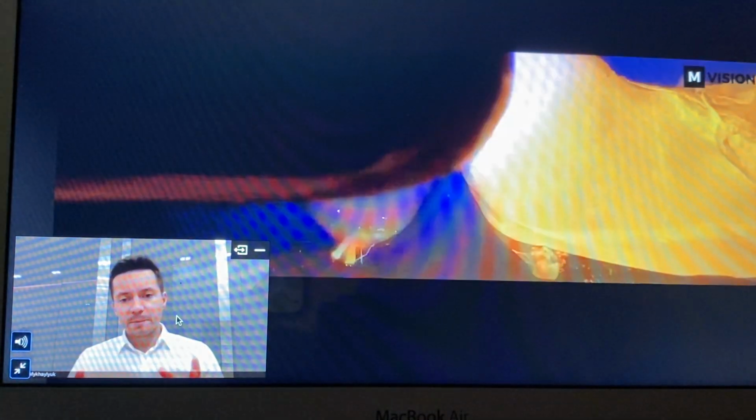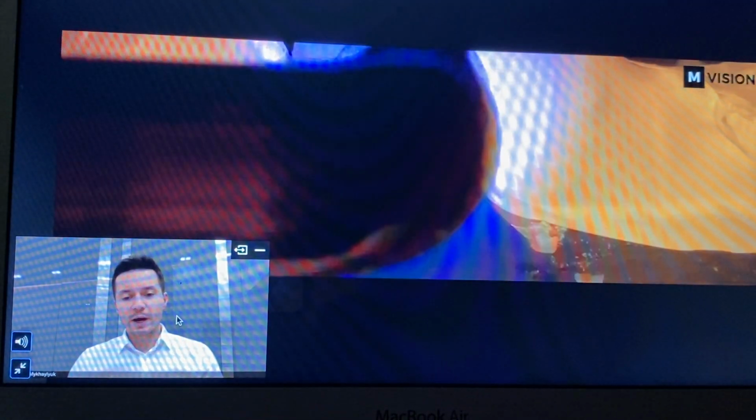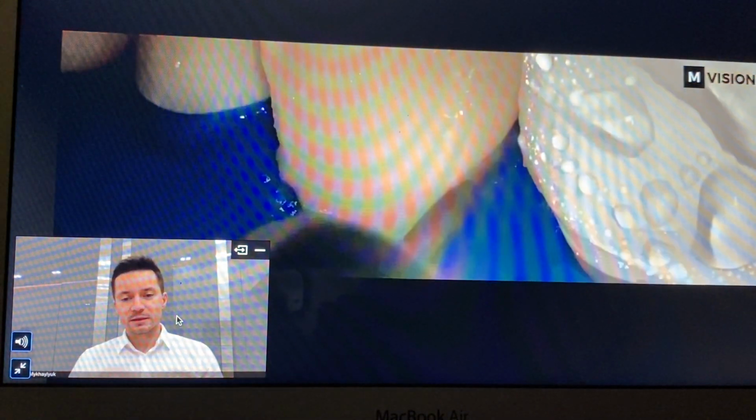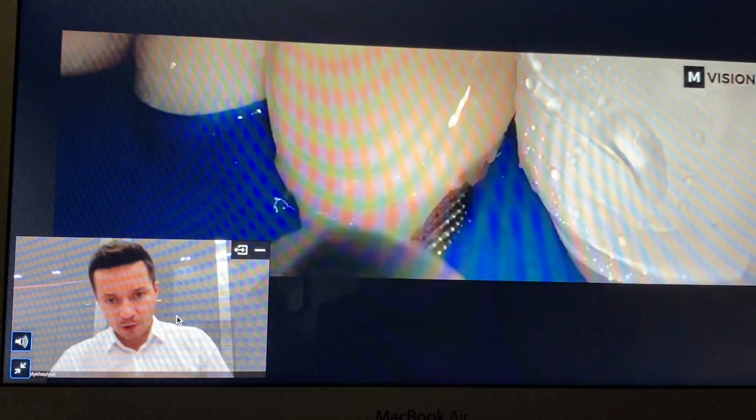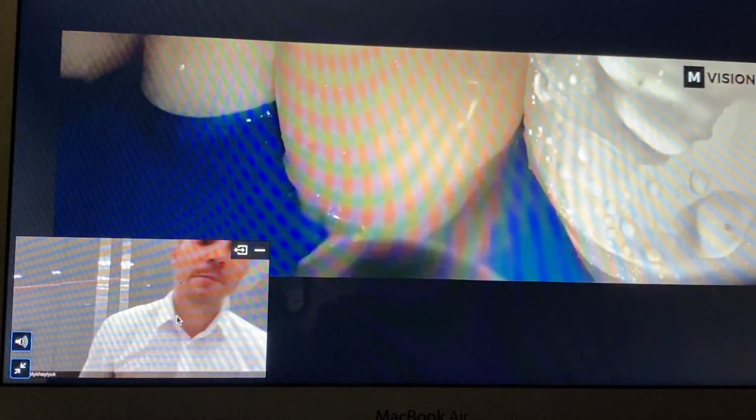All the bonding is under control of the microscope. That's why we can see the smallest details. This is a special burr for polishing the composite restoration.